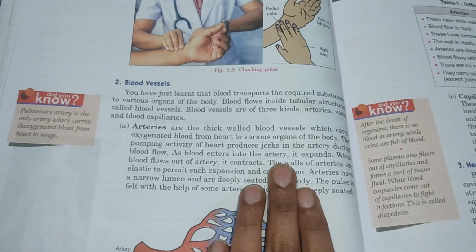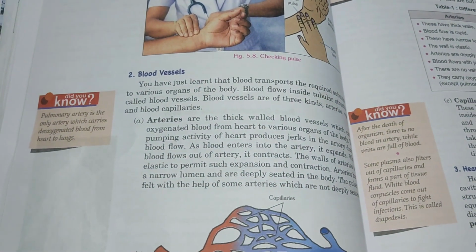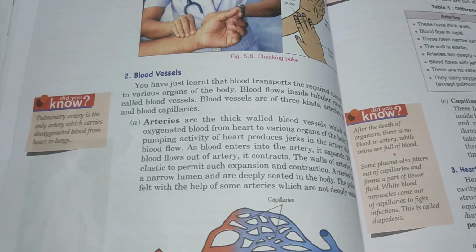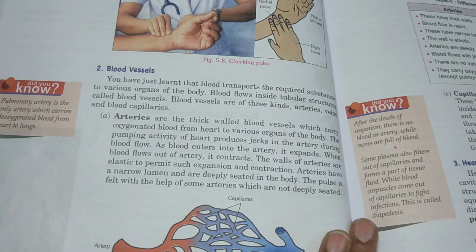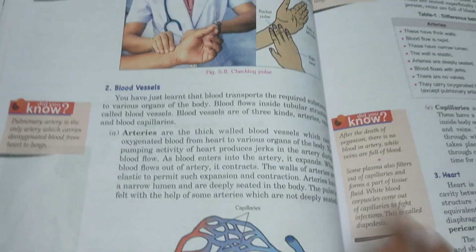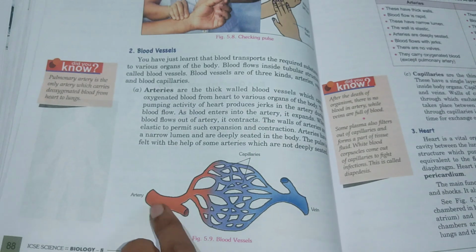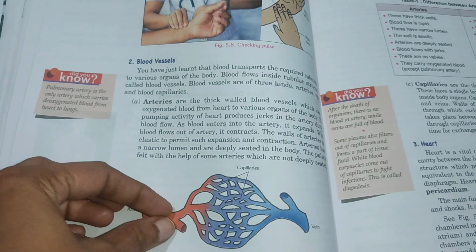As blood enters into the artery it expands. Due to the pumping the artery has some pressure and it makes a jerk, so it expands. When blood flows out of the artery it contracts. So the arteries contract and relax, and it makes jerks.